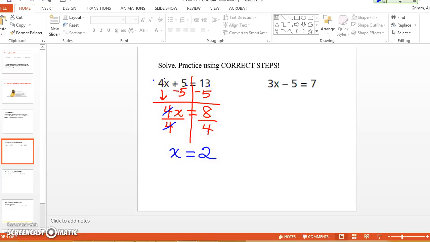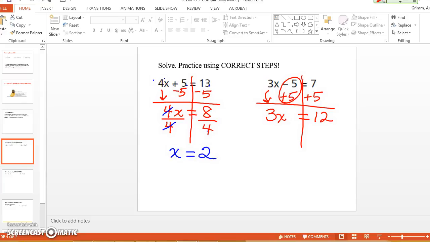What do you guys think about that one? Where do I start? Zeke? Plus 5. There you go. There's your plus 5. All right, so the 3x is going to drop down. My 5's have canceled out over here. And 7 plus 5 is 12. Okay, what's my step now?